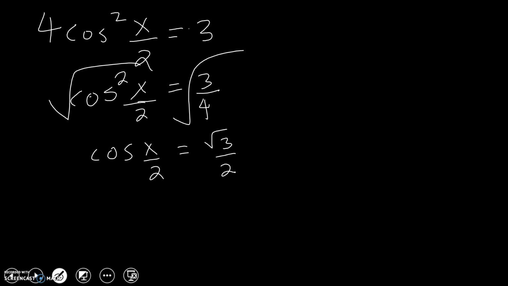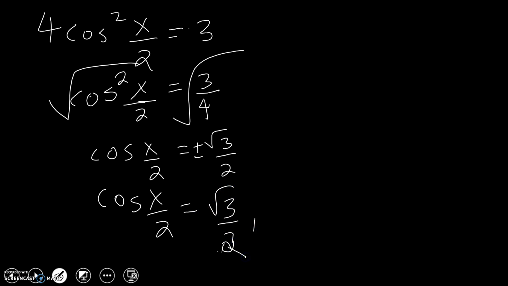And remember that you need to apply your laws for standard convention, right? So this has to be equal to plus or minus root 3 over 2. Okay, now you can break them down into cosine of x over 2 equals root 3 over 2 and negative root 3 over 2.